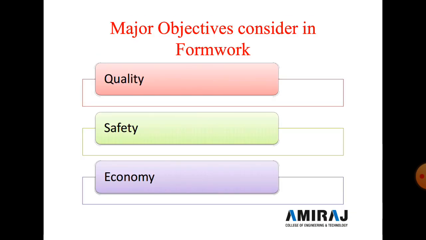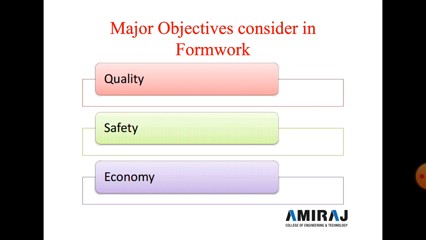Now next are the major objectives considered in formwork. These three major objectives are: the first is quality, the second is safety, and the third is economy. For quality, the form must be designed and built with sufficient stiffness and accuracy so that the size, shape, position and finish of the cast concrete are maintained. The second objective is safety. Formwork must be built with sufficient strength and factor of safety so that it is capable of carrying all the supporting load. So if the load is increased, it is still safe for the labor.